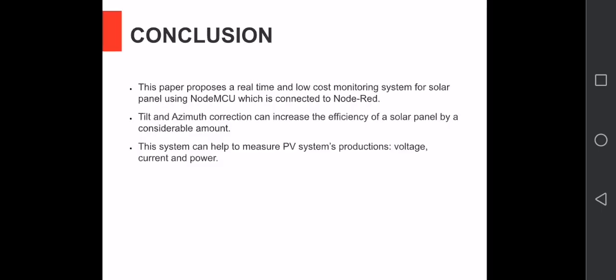The conclusion is, we basically studied two different solar panel monitoring systems. The first one was done with Node MCU and Node-RED, and the second one was tilt and azimuth correction. Tilt and azimuth correction can increase the efficiency of a solar panel by a considerable amount, as you already saw from the results in the previous slide. There was a 7 milliwatt power output difference, and this is considerable if you are talking on an hourly and minutely basis. This system can help to measure photovoltaic systems production, voltage, current and power.